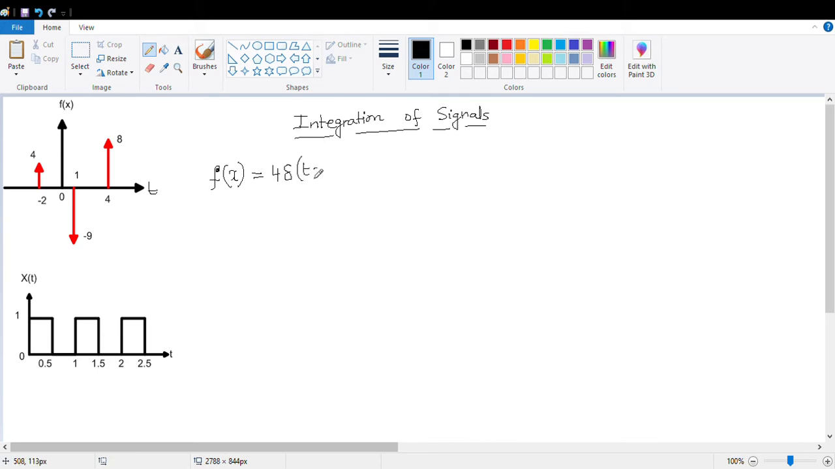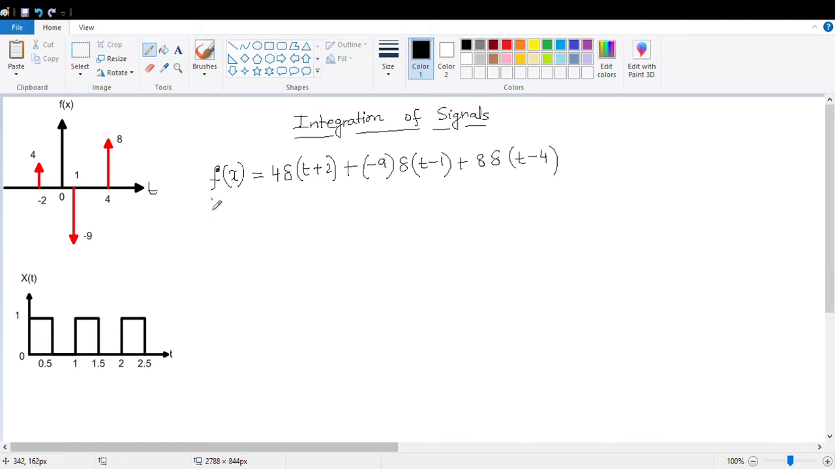So it must be delta of t plus 2, plus another delta function here. It has a magnitude of minus 9, so the weight is minus 9 and the delta is present at t equal to plus 1, so it will be delta of t minus 1. And another one has weight 8 and is present at t equal to 4. So this is the expression of this function.